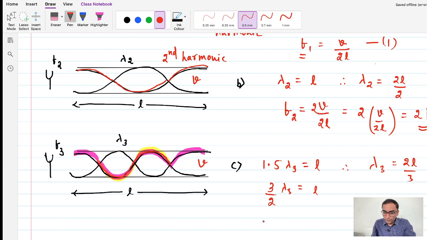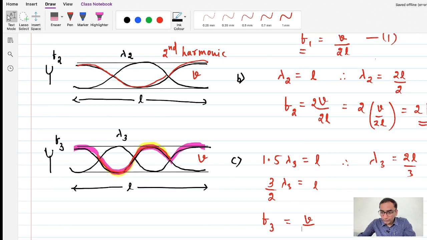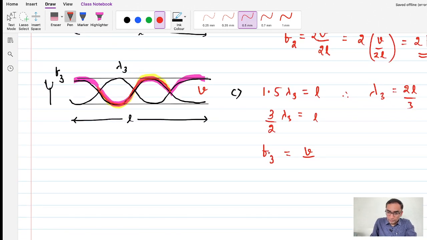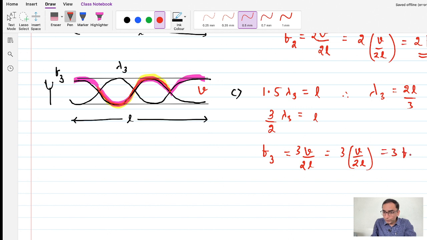Okay. Now, the frequency relationship, that is frequency F3, is equal to V divided by the wavelength, that is 2L by 3 goes up. So, this is basically 3 times V upon 2L. So, this is equal to 3 times the frequency of the first harmonic. So, basically this is the third harmonic.